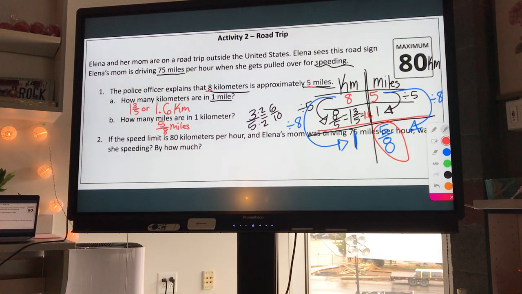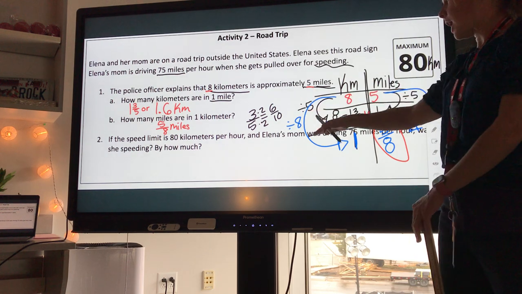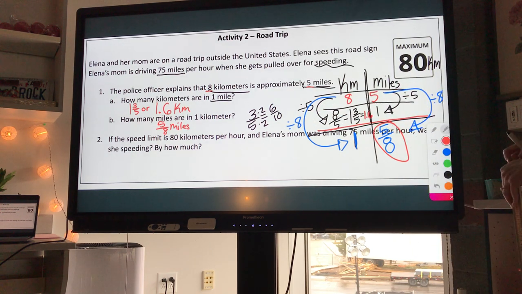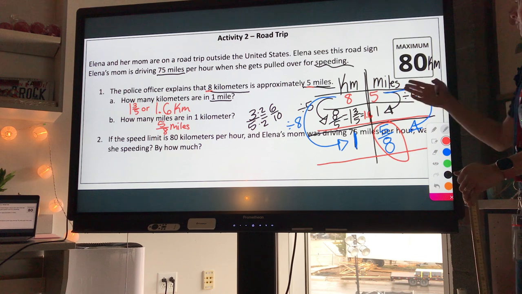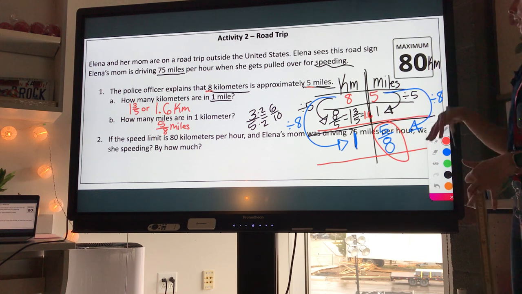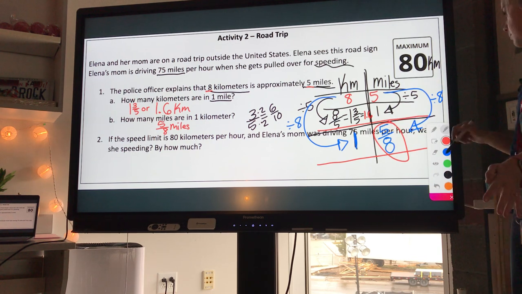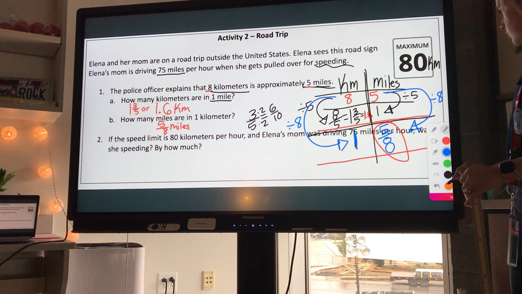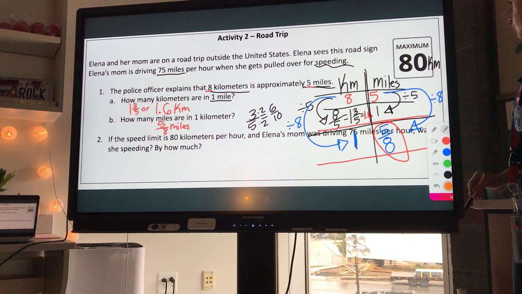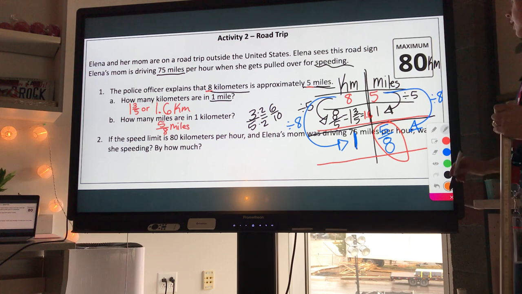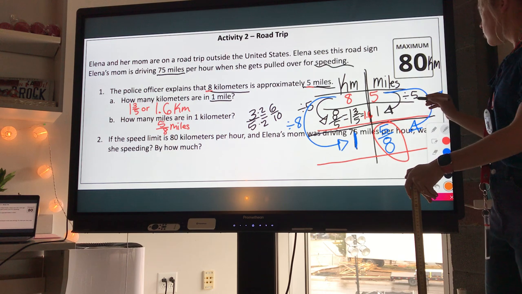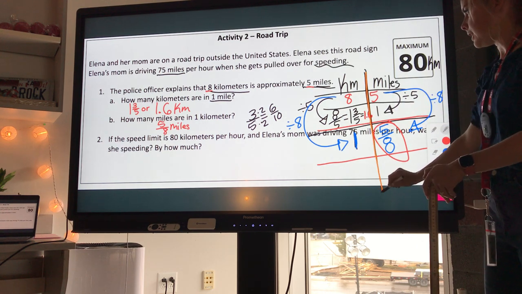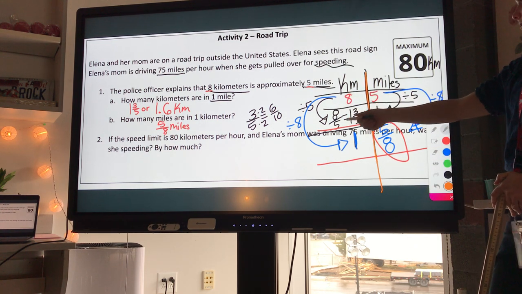So question 2, if the speed is 80 kilometers per hour and Elena's mom was driving 75 miles per hour, was she speeding? So let's try to convert. So we can either convert 75 miles to kilometers, or we can convert 80 kilometers to miles. We can pick which one we want to do. Either one will work just fine. So I'm gonna convert my miles to kilometers. So I'm gonna see how many kilometers is 75 miles.